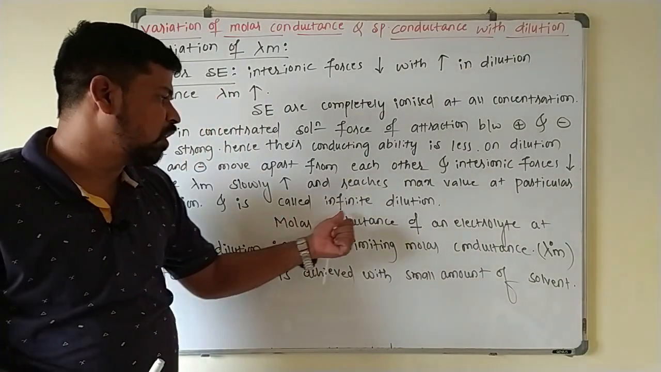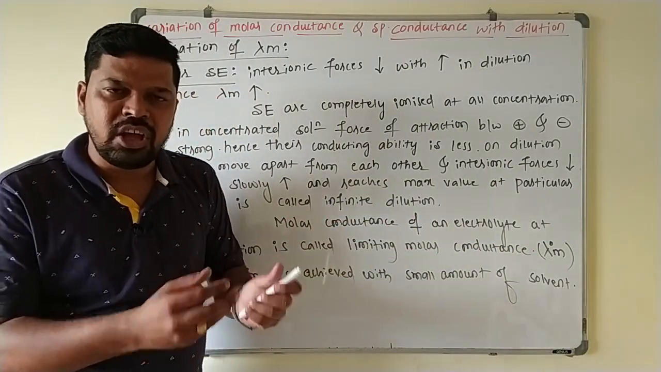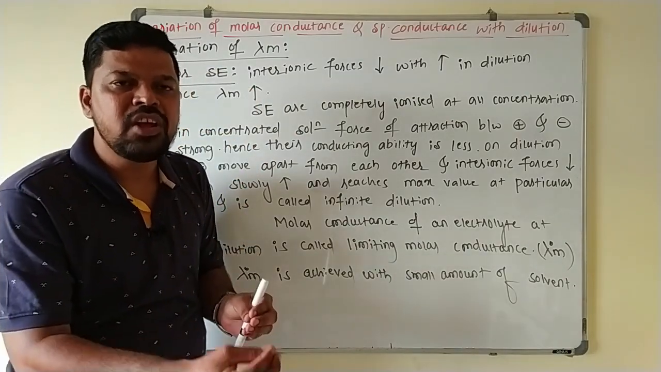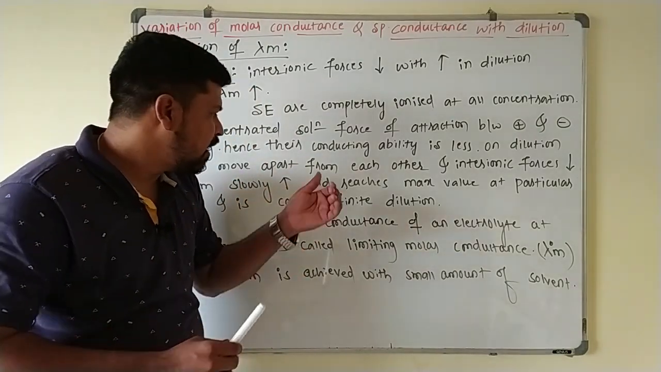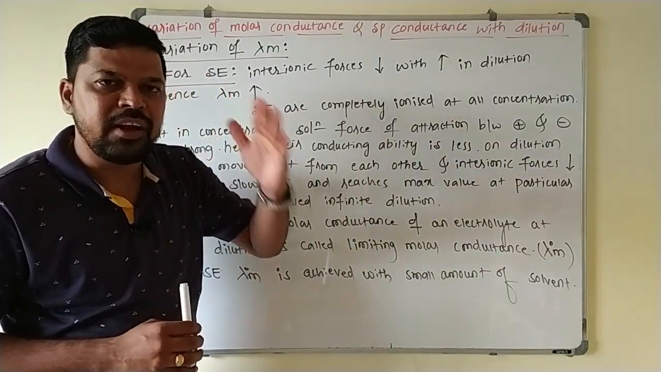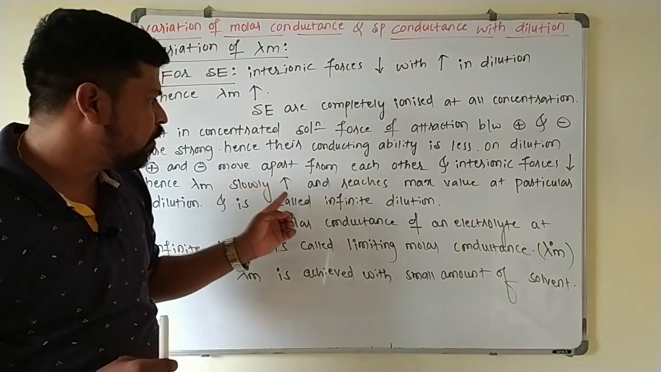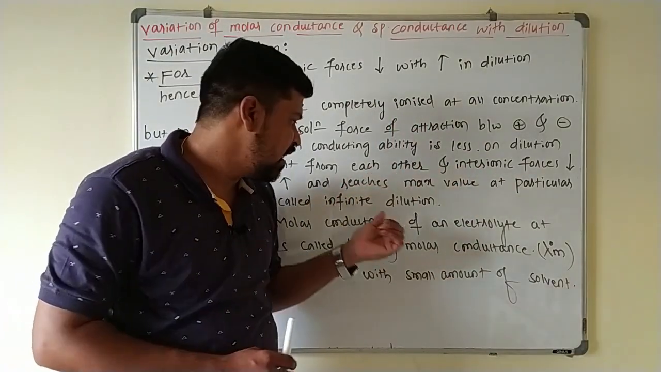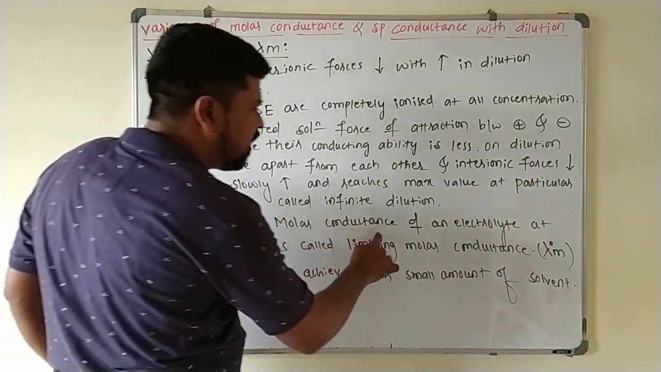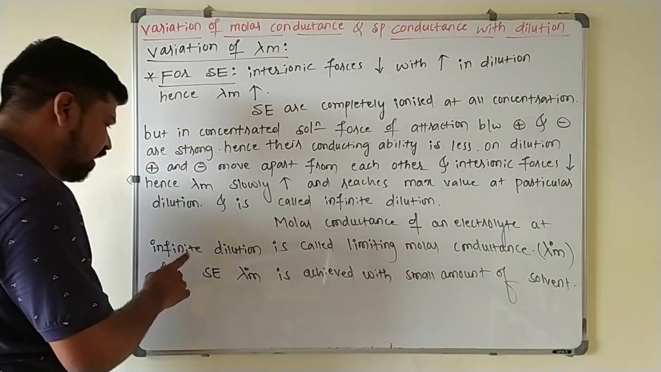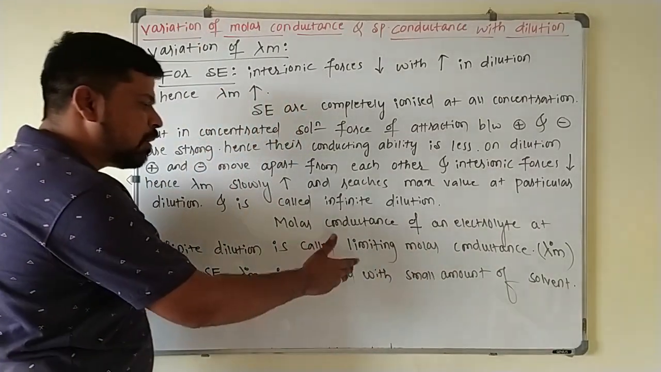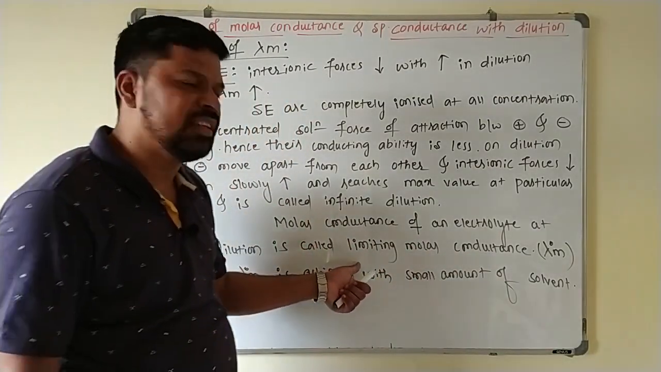That dilution is called as what? Infinite dilution. If you go on adding more and more amount of water, their conductivity will slowly increase and it reaches a maximum value at particular dilution. The dilution at which this molar conductivity reaches a maximum value, that we call infinite dilution. So, the molar conductance of an electrolyte at infinite dilution is called as what? Limiting molar conductance. This is the maximum value of molar conductance.